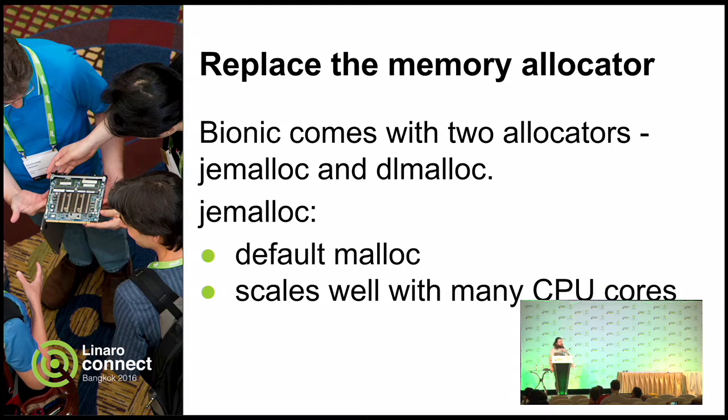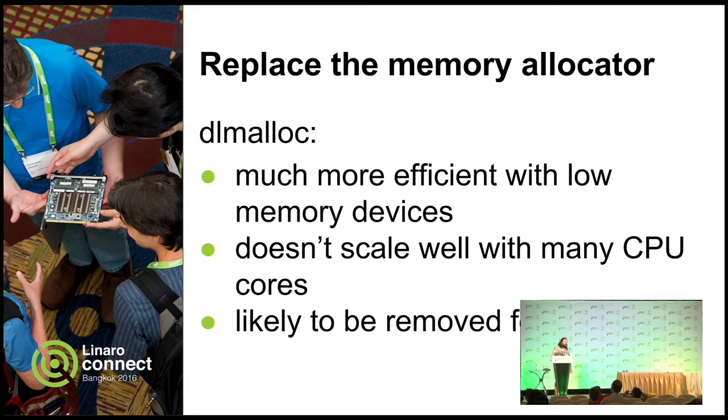So the next thing was replacing the memory allocator. Bionic already comes with two versions of malloc, jemalloc and dlmalloc. jemalloc is what's used in Bionic by default. The reason they do that is that it scales really well with many CPU cores. dlmalloc, on the other hand, is much more efficient on low memory devices. Just switching the allocator saved us around 20 megabytes of RAM after boot up.